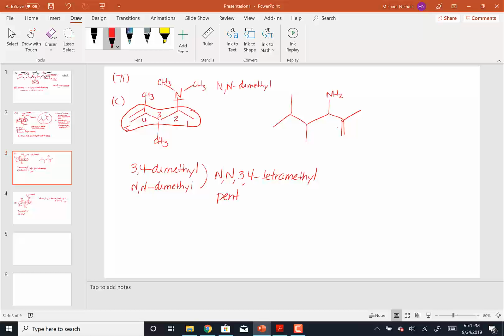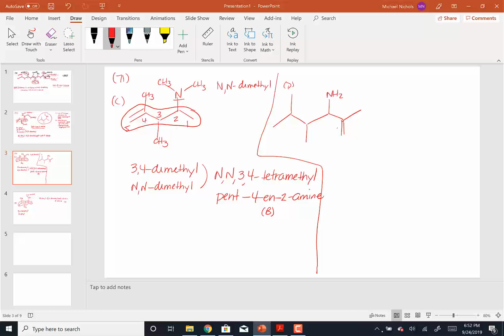Pent. Total number of carbons is 5. Is it an alkane, alkene, or alkyne? It's an alkene, so 4-ene. Where's the amine located? Carbon 2. So this would be N,N,3,4-tetramethylpent-4-en-2-amine, which is answer B, or letter B, or name B, I guess. Okay. Let's wall this one off. Okay, how about the last one?